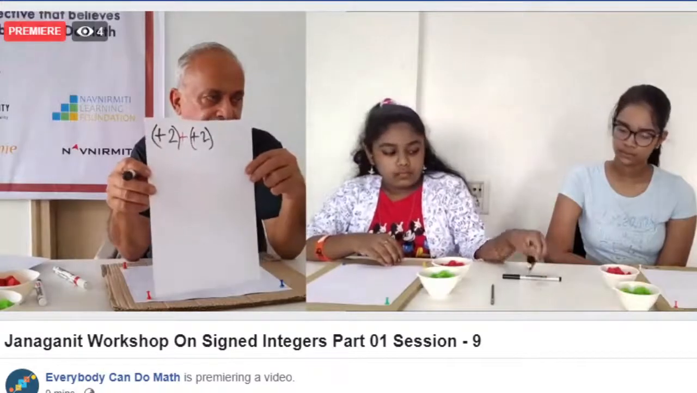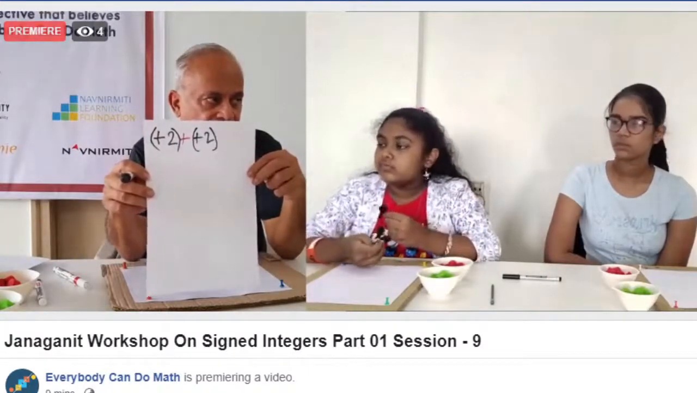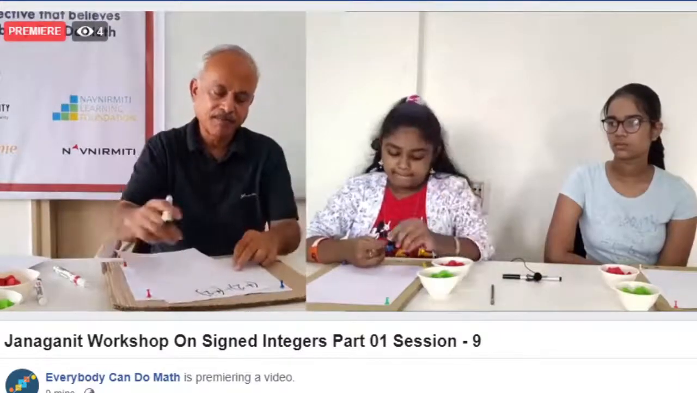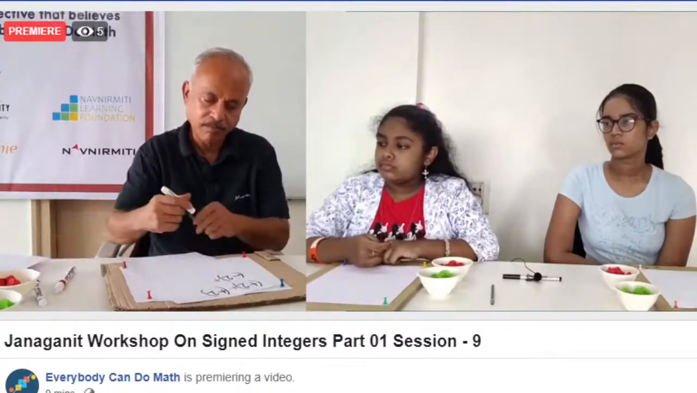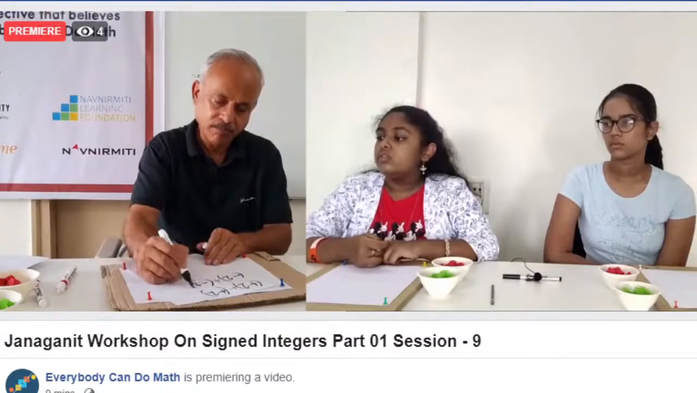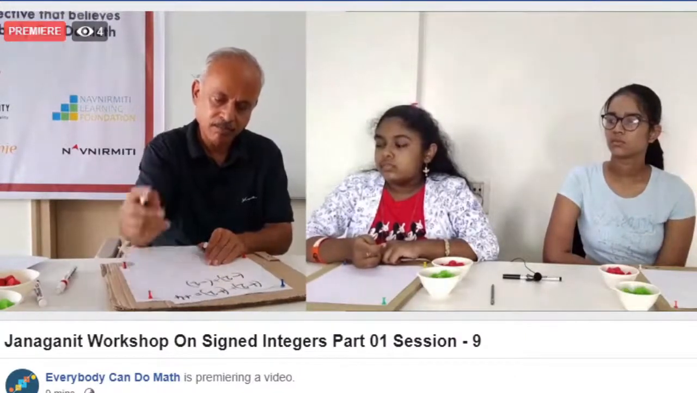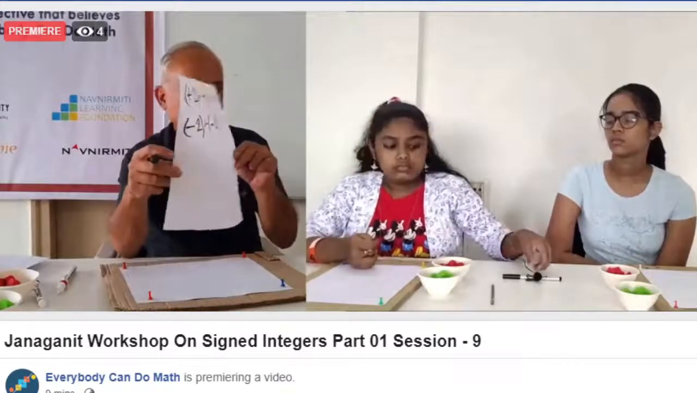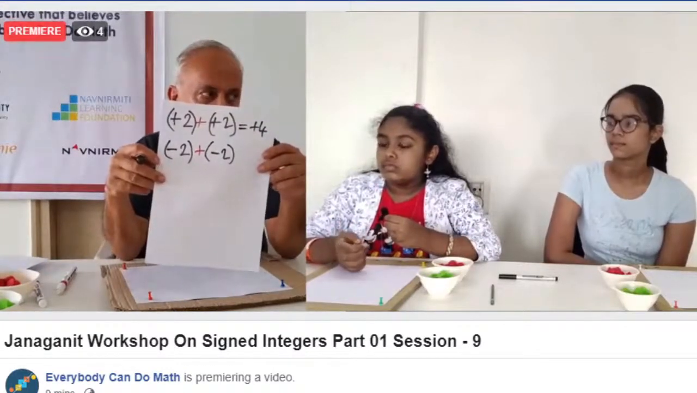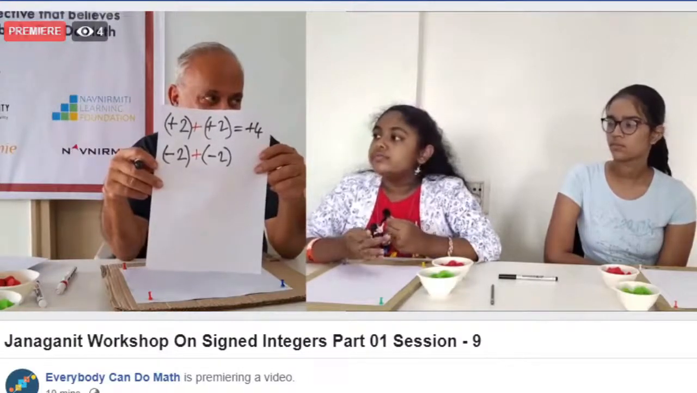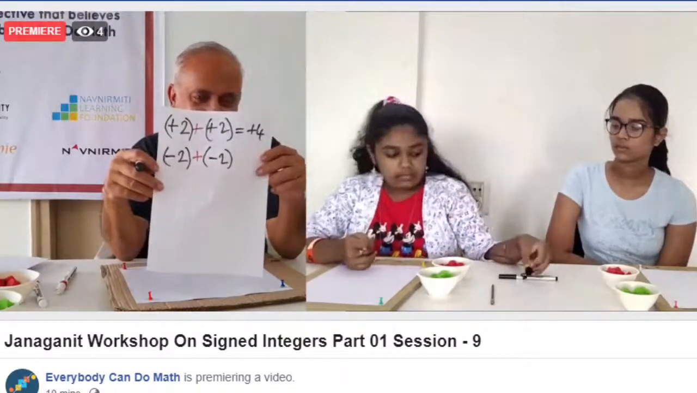Jyoti? Positive 4. Positive 4. Okay. Again to Jyoti. Zero. Negative 2 plus negative 2. Negative 4. Negative 4. Right? Correct. Okay, I'll write this as negative 4.